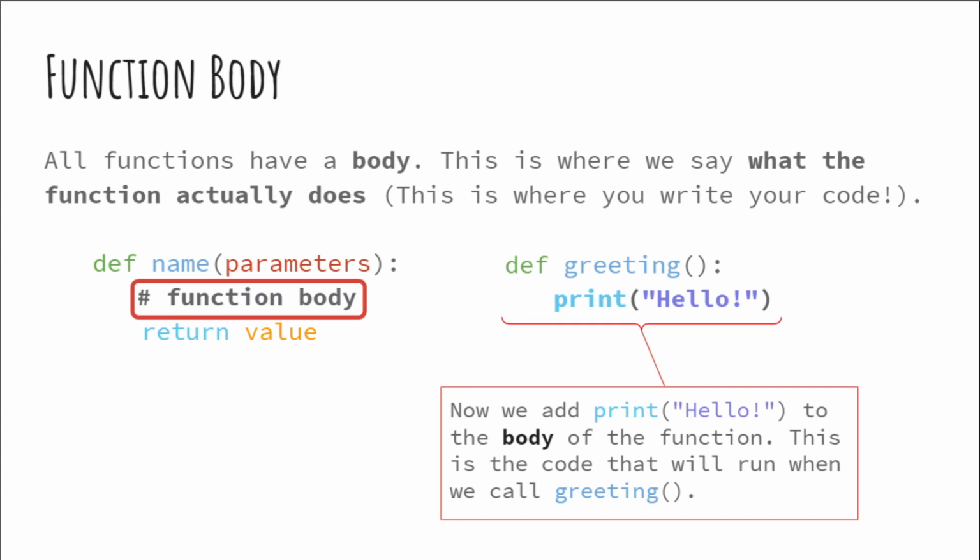So we're going to talk about the function body. And this is where we say what the function does. So when you're writing code that goes in a function, this is where you will write it. And so now over on the right, the function greeting that previously wouldn't work now has print hello in it. And so when we add print hello to the body of the function, that code will run when we call greeting.